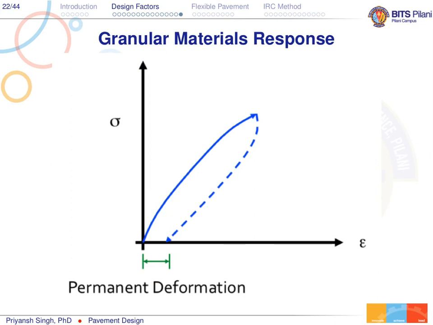If you give a load to your granular material and plot the stress-strain, for the loading path both stress and strain will increase, and for the unloading path both will decrease, but loading and unloading paths will not coincide with each other. This amount of energy will be released in the process of loading and unloading, and you might see a permanent deformation or permanent strain stored in the material.